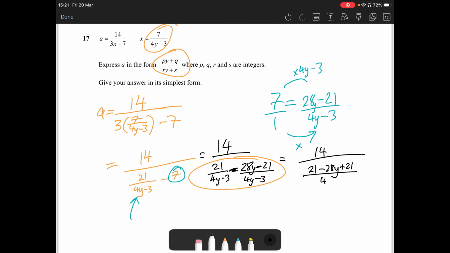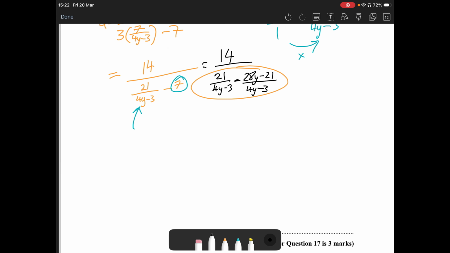All over that denominator, 4y minus 3, sorry. So look, we can tidy up the denominator. It's going to be 14 over 21 plus 21 is 42, take away 28y, all divided by 4y minus 3. I might run out of space here.